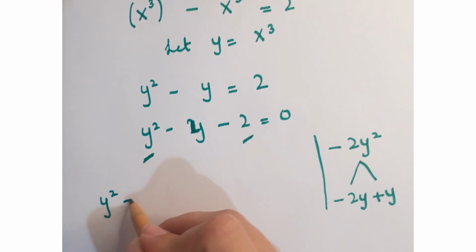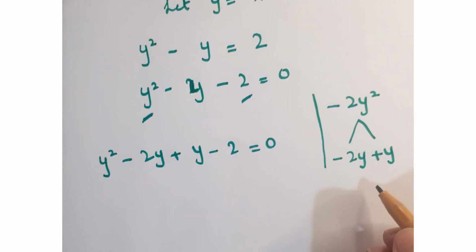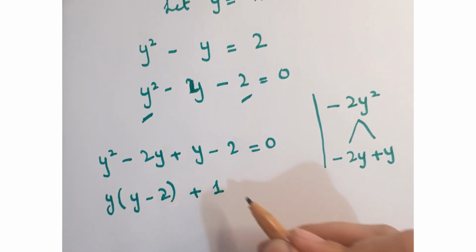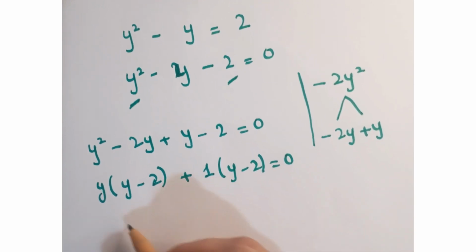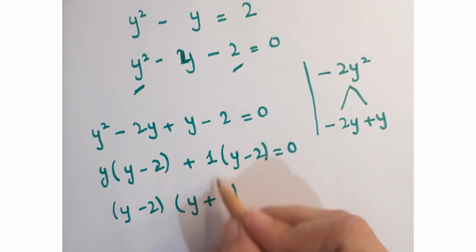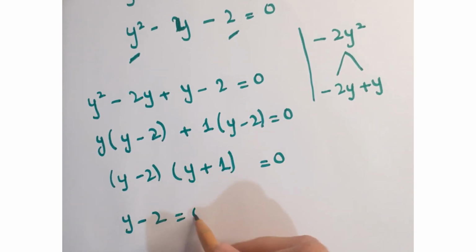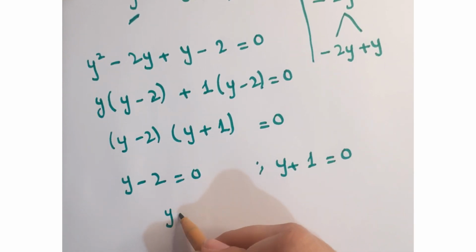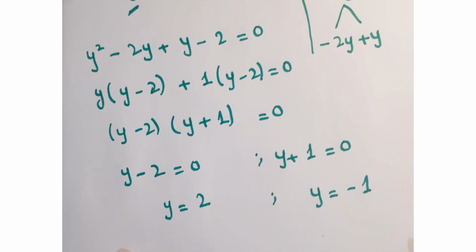Now you can write this as y square minus 2y plus y minus 2 is equal to 0. Out of these two terms, taking y common, you have y minus 2. Taking 1 common, here you have y minus 2 inside the bracket. Now in these two terms, taking y minus 2 common, you are left with y plus 1 is equal to 0. Now we have two possibilities, that is y minus 2 is equal to 0 and y plus 1 is equal to 0. Further you can write it as y is equal to 2 and y is equal to minus 1.